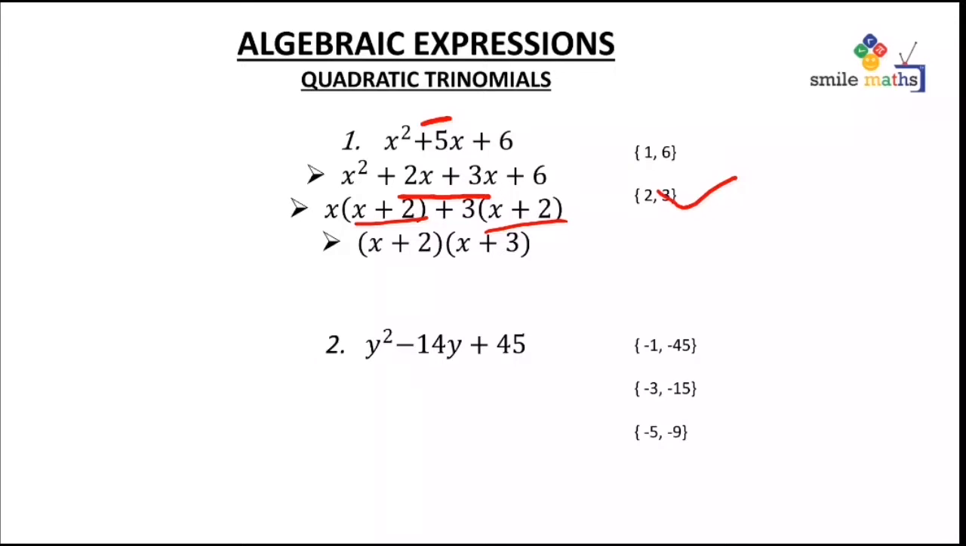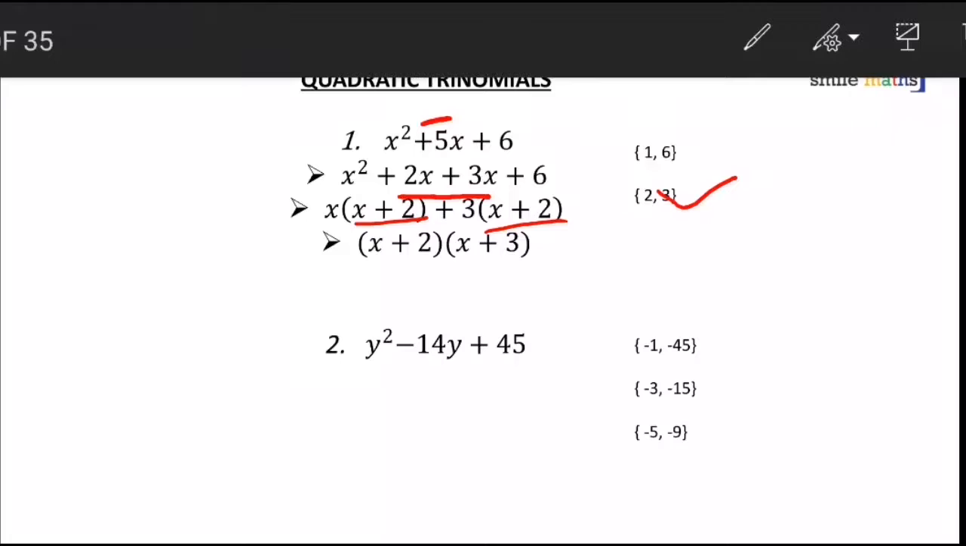Our second one, we have negative 3 times negative 15. When we multiply them, we'll get positive 45, but we won't get negative 14. Then with our third one, we have negative 5 and negative 9. When we multiply them, we are getting positive 45, and when we add them, we are getting negative 14. So that is our best fit. We are going to represent negative 5 and negative 9 in our factorization, and it's going to stand in for negative 14y.